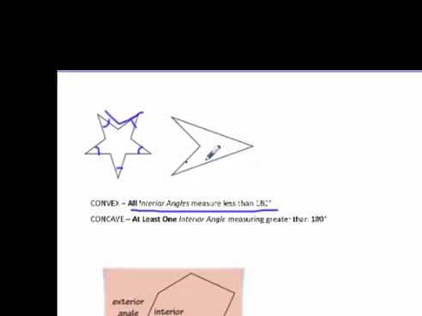This is a much better example of concave in that at least one interior angle must measure more than 180 degrees. So we have one interior angle here that measures more than 180 degrees because, as you remember, 180 degrees would be a straight line. Okay, so this is more than 180 degrees. So we can say that this shape is concave.